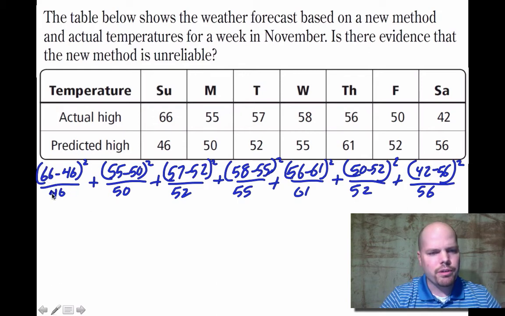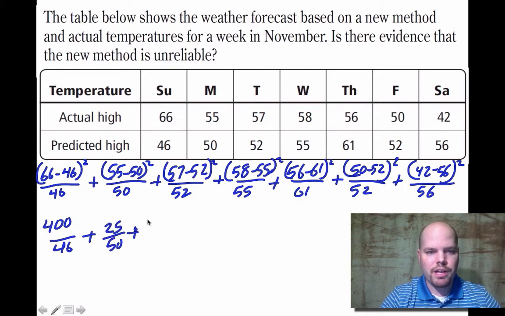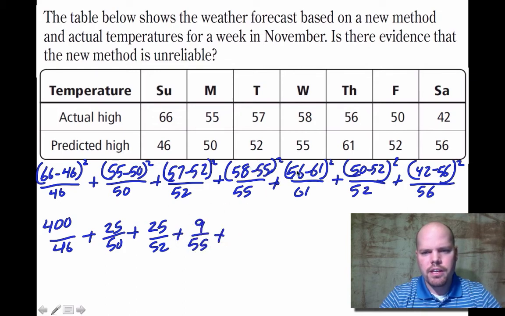All right, so now we go to calculate these out. You can use a calculator if you want, or some of this you can do mentally. 66 minus 46, that's a difference of 20. 20 squared is 400, so it's going to be 400 over 46, plus difference of 5. 5 squared is 25, 25 over 50. I could have written 1/2 if I wanted to. Difference of 5. 5 squared is 25, so 25 over 52. Difference of 3. 3 squared is 9, 9 over 55. Difference of -5, but -5 squared is the same as 5 squared, so 25 over 61.